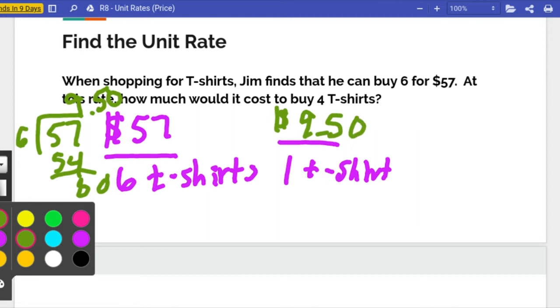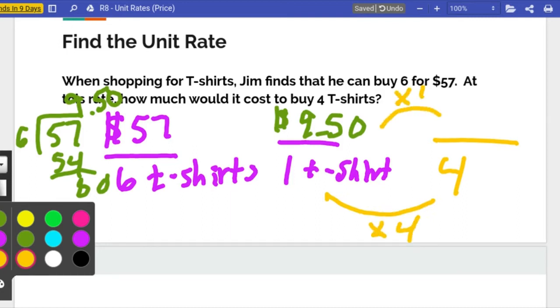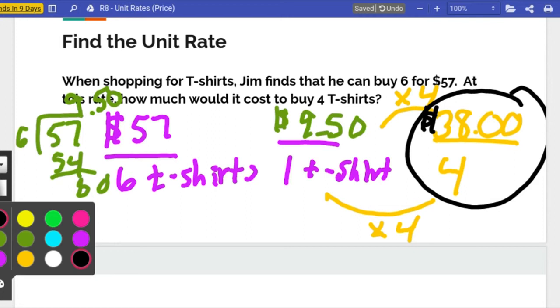So it's $9.50 for one t-shirt. The question asked me, how much will it cost for 4 t-shirts? So to get from 1 to 4, I need to scale up by 4. So you need to do $9.50 times 4. If you do that correctly, you will get $38. So it is $38 for 4 t-shirts. So once again, once we had that unit rate, it's really easy to find the answer and get anywhere we need to go.